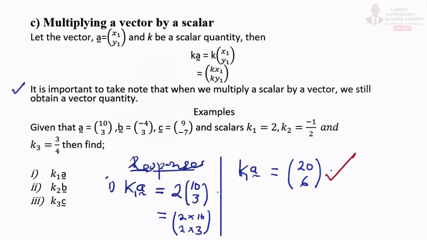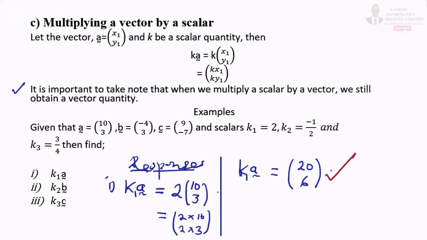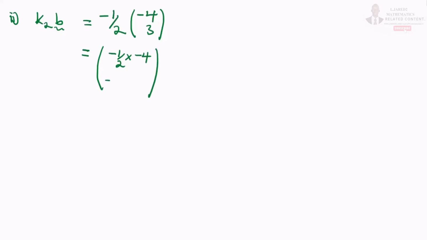Let's now try part B, Roman number 2. Roman number 2, we have K2 multiplied by vector B. This is the same as, so K2 is negative a half. So we substitute, that means we're going to have negative a half multiplied by vector B, which is (-4, 3). So as we simplify this, it is the same as having negative a half multiplied by negative 4, then still negative a half multiplied by 3.